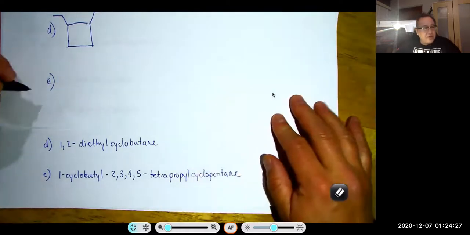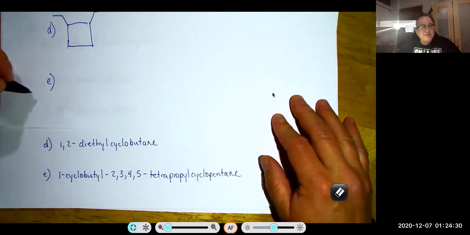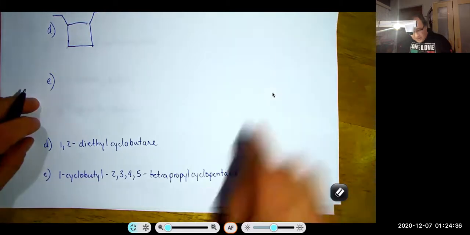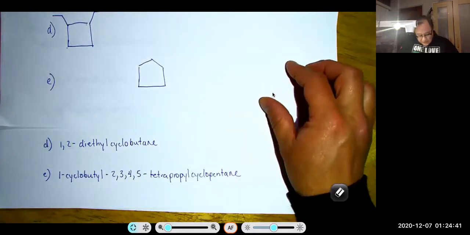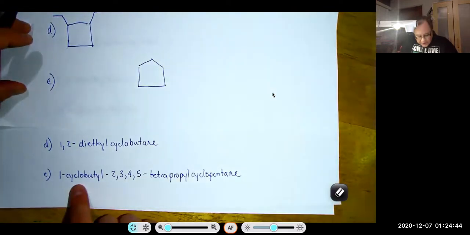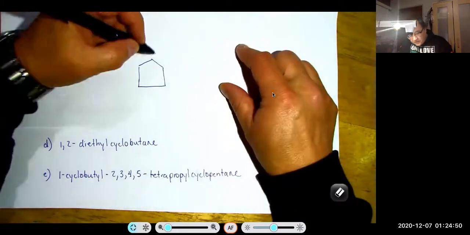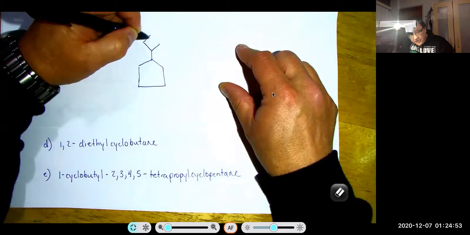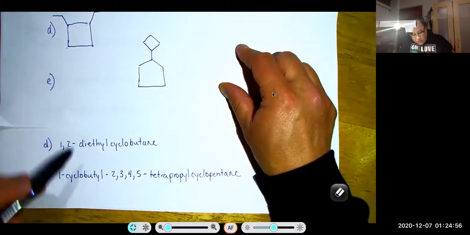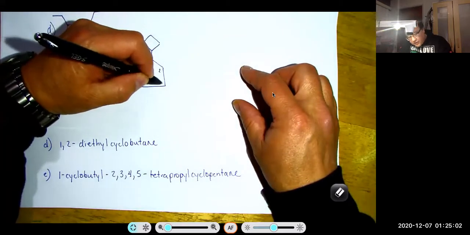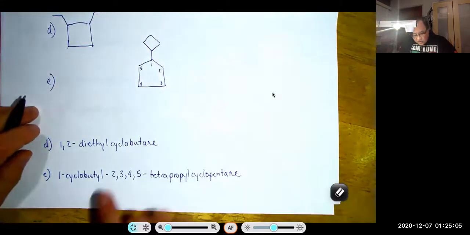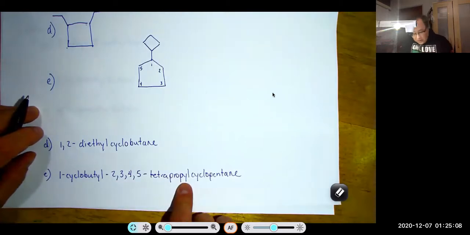Now, E is supposed to be a fun one. Let's draw 1-cyclobutyl 2,3,4,5 tetrapropyl cyclopentane. Start with the parent, cyclopentane. Cyclopentane is going to be a house. Cyclobutyl, so this is going to be a 4-carbon unit. That's a circle attached to carbon number 1. So you see that's a 4-carbon unit attached to my cyclopentane. Now that's carbon 1, so this is 2, 3, 4, 5. And on carbon 2, I have a propyl. So here's my propyl.